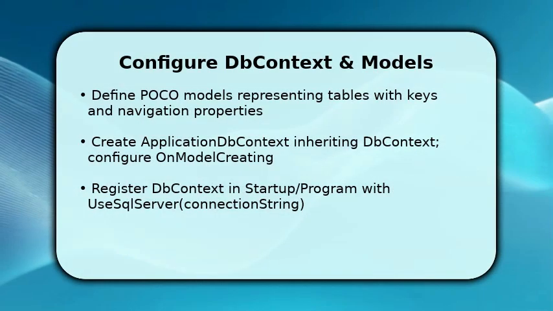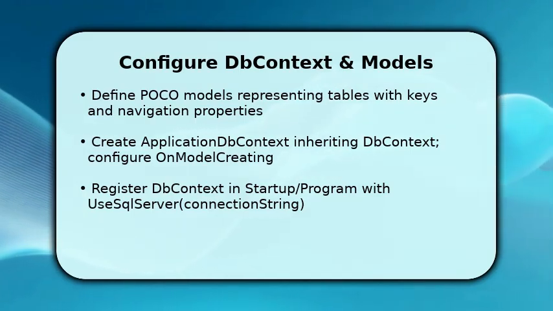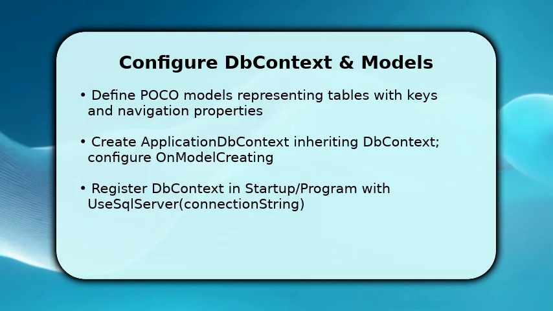You now define your models, POCO classes with primary keys and navigation properties, and create an ApplicationDbContext that inherits DbContext. In OnModelCreating, configure relationships, keys, and indexes so the schema matches expectations. This avoids surprises during migration.